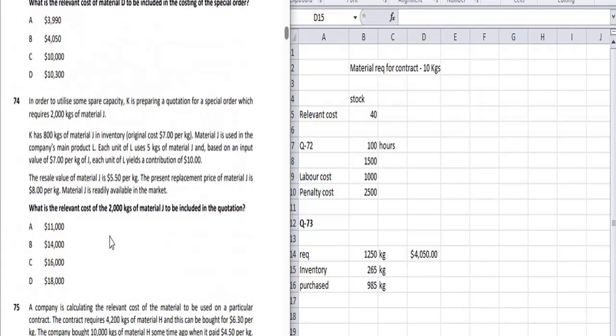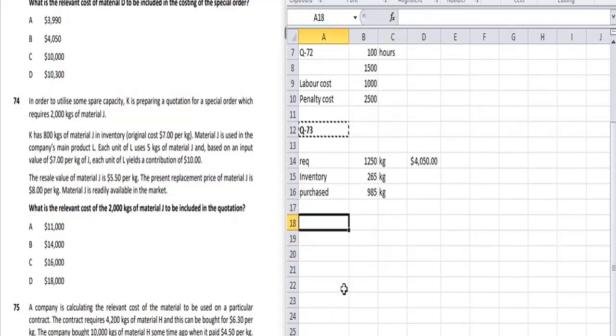Okay, so next is: what is the relevant cost of 2000 kg of material J to be included in the quotation? Okay, let's read out the scenario. We got to know we will require 2000 kg of material J. In order to utilize some spare capacity, K is preparing a quotation for a special order which requires 2000 kg of material. So the question number is 74, and we require 2000 kg of material.